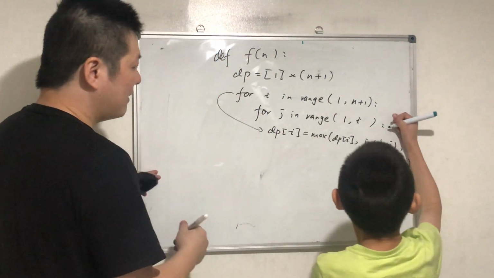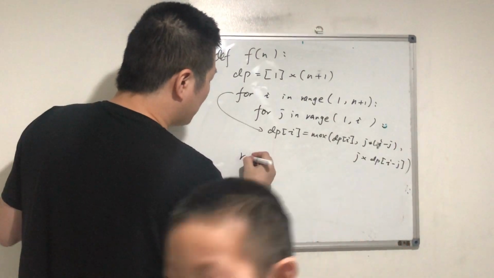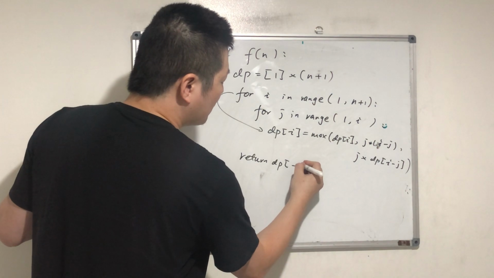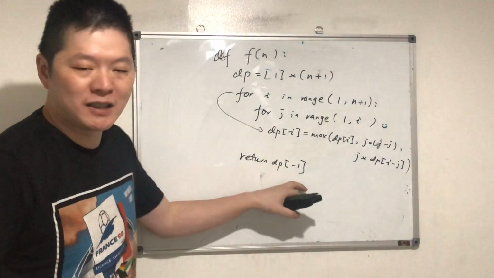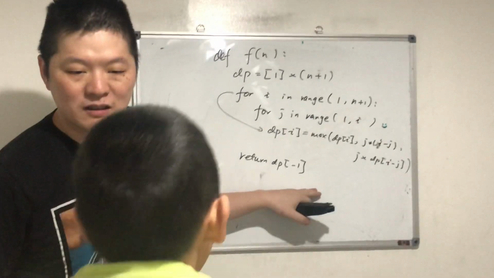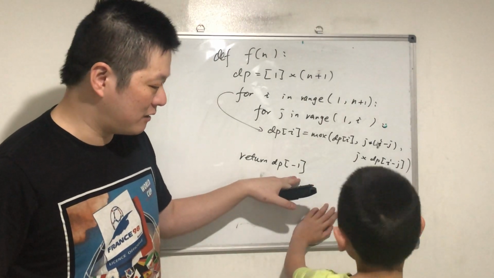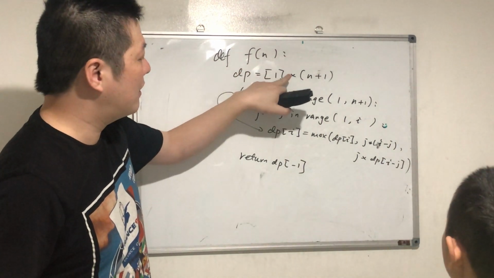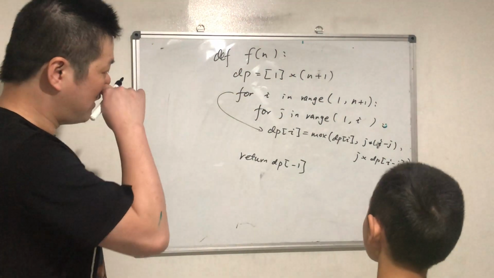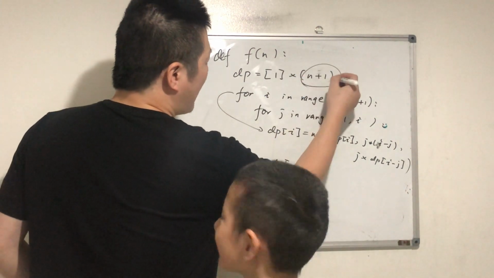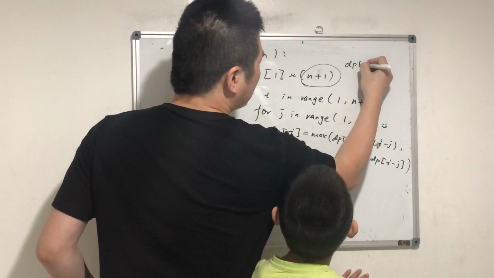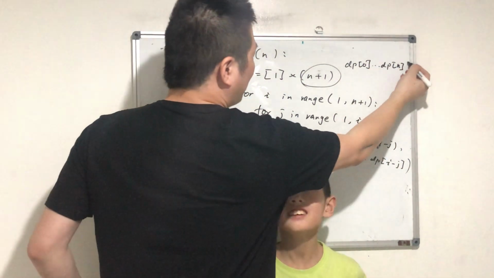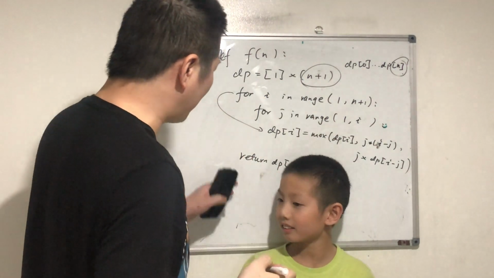Return. Eric, does it make sense? Return which value? dp minus 1, which is the last one. And which is the last one? dp[n]. Because n plus 1 entries is actually dp[0] to dp[n]. So your last one, dp[n], is the value we're looking for.